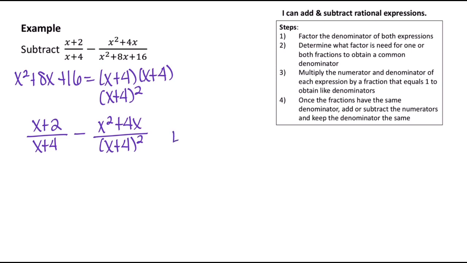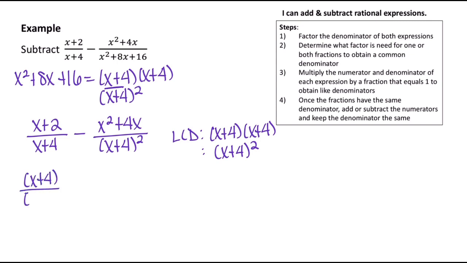So if we look at the least common denominator, we have an x plus 4, and then we're going to pull one of the x plus 4s from the second denominator, right? So we have x plus 4. So x plus 4 squared is going to be the least common denominator. So to get that, the first fraction, we're going to have to multiply it by x plus 4 over x plus 4. And so when we do that, this is what we get.